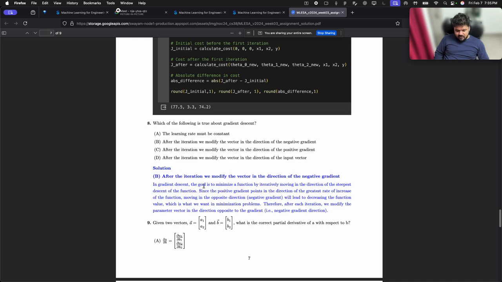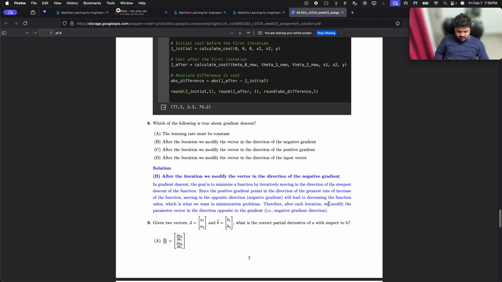In gradient descent, I will just read it out. The goal is to minimize a function by iteratively moving in the direction of steepest descent. Since the positive gradient points in the direction of the greatest rate of increase of the function, moving in the opposite direction will lead to decreasing the function value, which is what we want to minimize in the process.